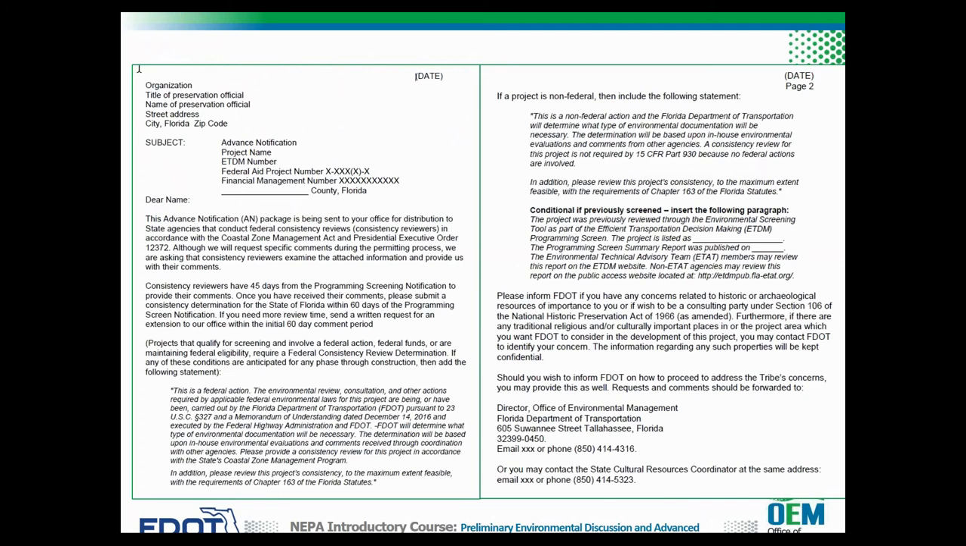The tribal chief or chairperson should be sent an AN package when applicable. An additional letter should be distributed with the AN package to preservation officials to inform these officials that FDOT is initiating its cultural resources identification and evaluation process for the project. Here's an example cover letter for preservation officials.